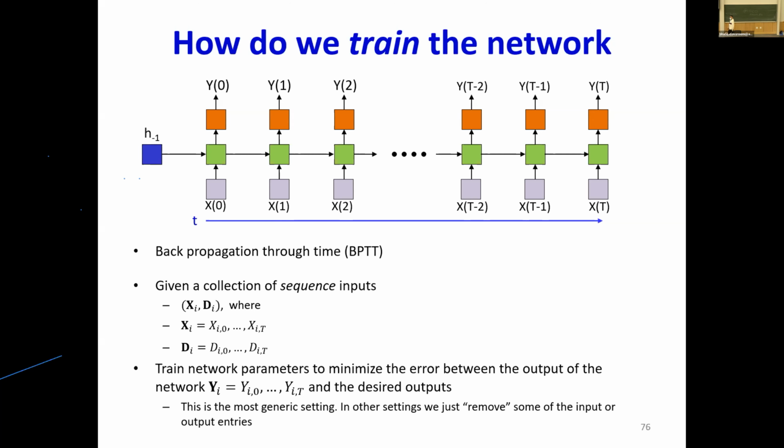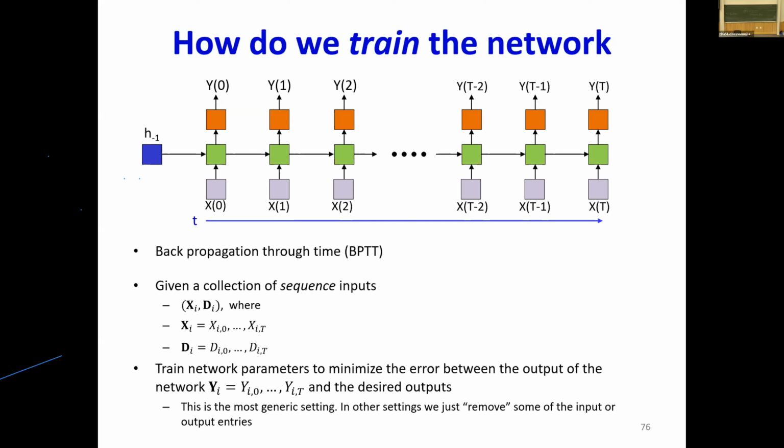This is not the entire training set. This pair of sequences represents one training instance. You're going to have many such pairs, and this collection of these pairs is your entire training data. So this is what you will use to train the network.